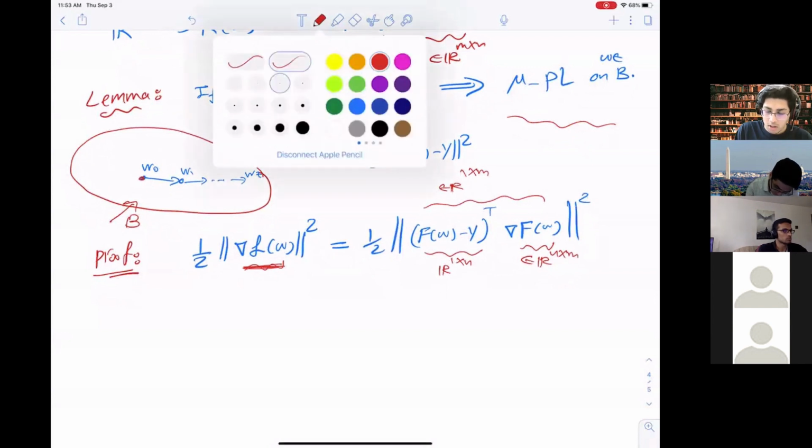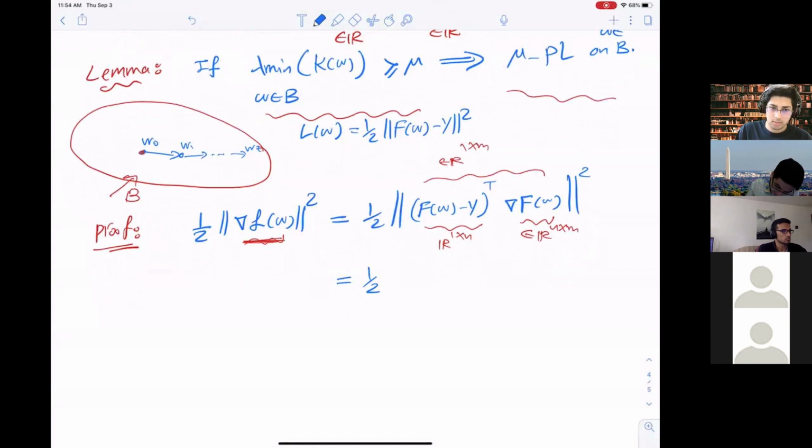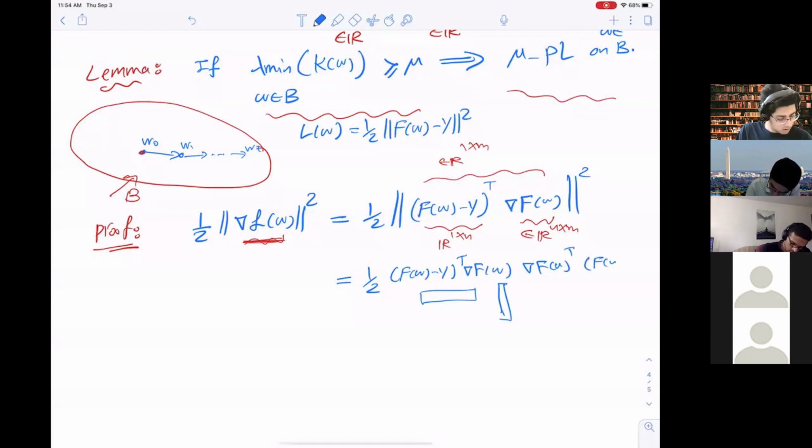Okay, so we have a vector. I'm looking at the norm squared of a vector, so that's equal to v v transpose. Therefore, I can just write this as this row vector times its transpose. f(w) minus y times the gradient. So this is the row vector that I have. I'm going to multiply it with its transpose, which will be gradient transpose times f(w) minus y.